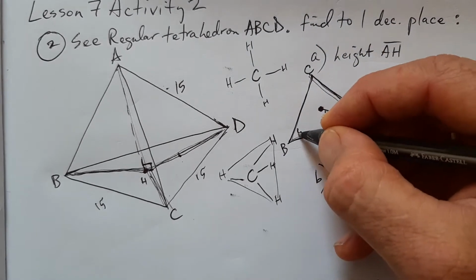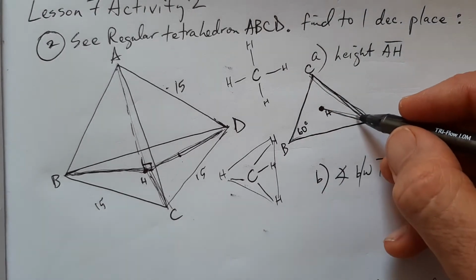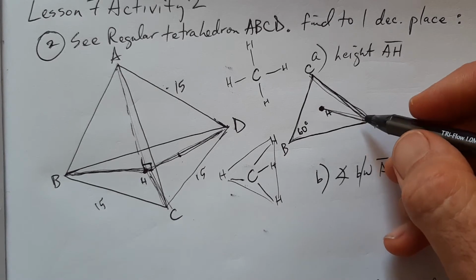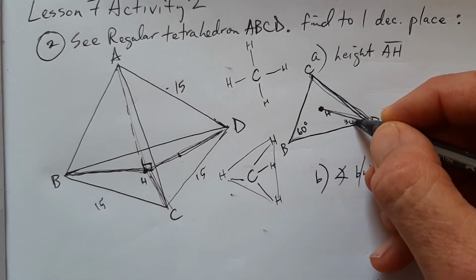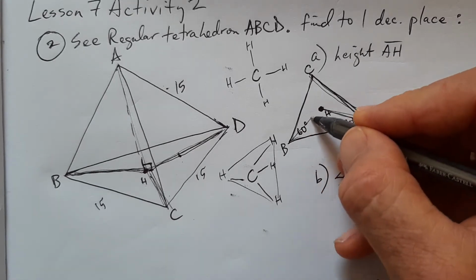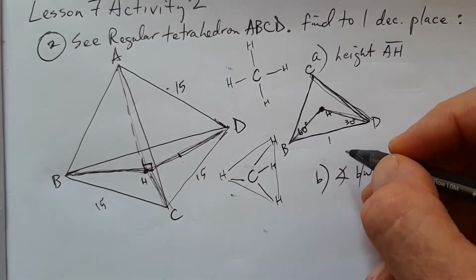Well, each corner, because it's an equilateral triangle, is 60. So there you go. So this over here would be 30 degrees, and you'd have another one reaching over there. So we can figure out this height because we know this is 15.